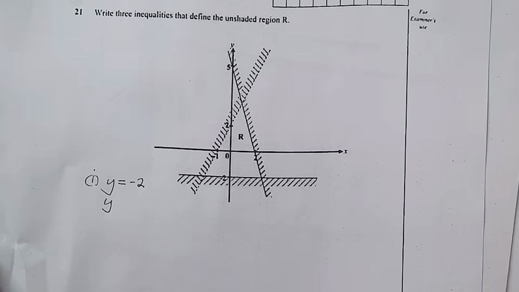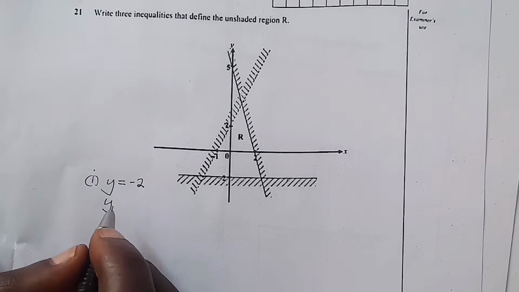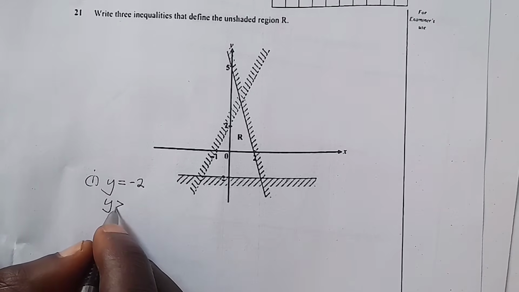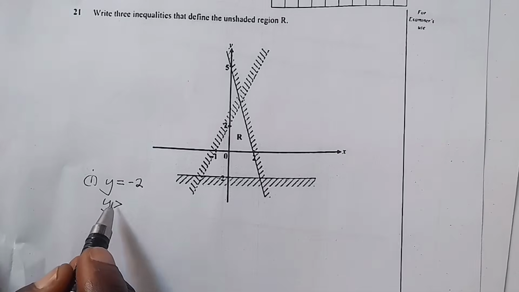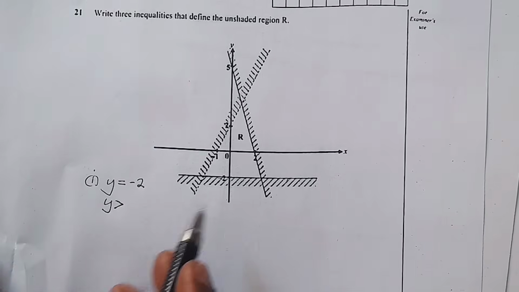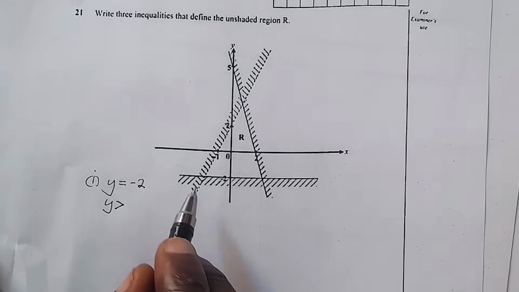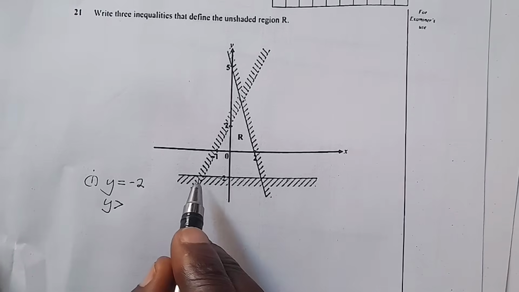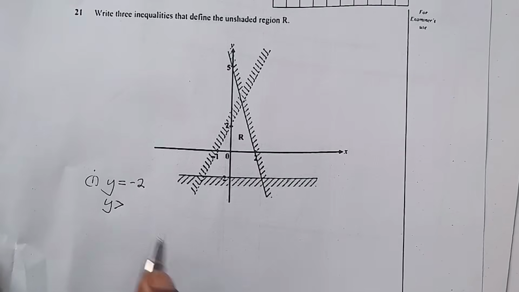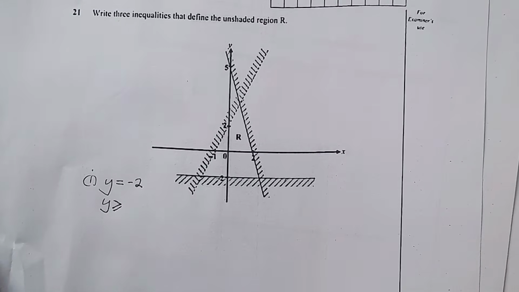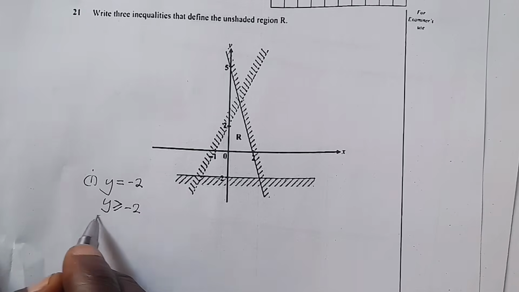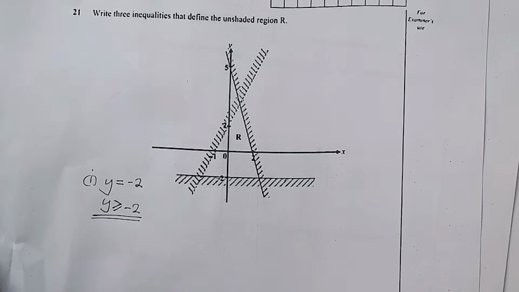Then the wanted region is on the greater than. So here we're going to use greater than. Are we together? Greater than. It's always opposite to the shading. Then, is the line solid or dotted? Solid, so you can put this equal to. So y greater than or equal to negative 2. So this is the answer. Are we together? Yes. Very good.